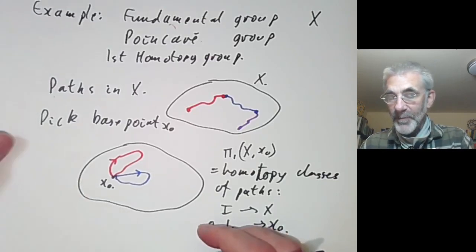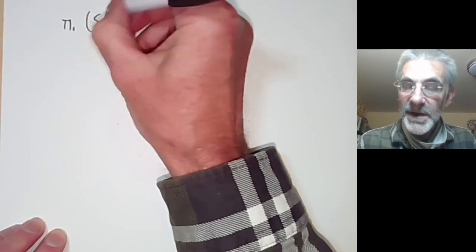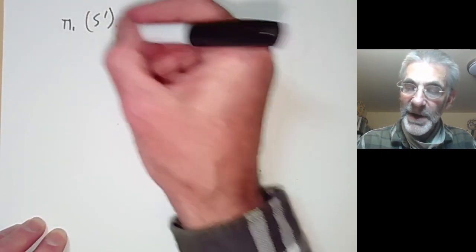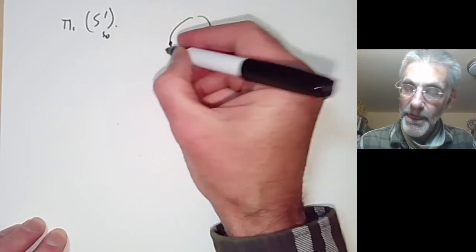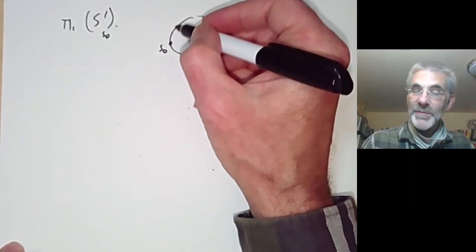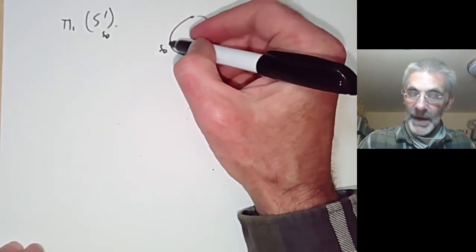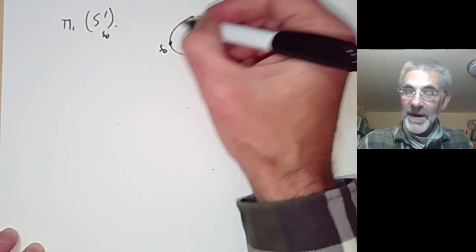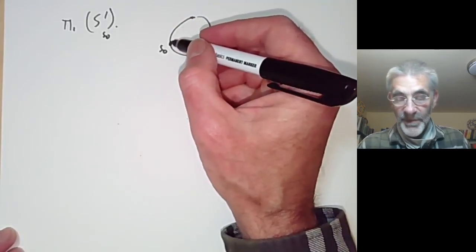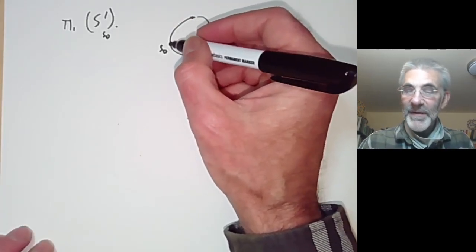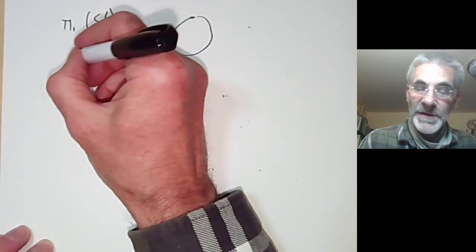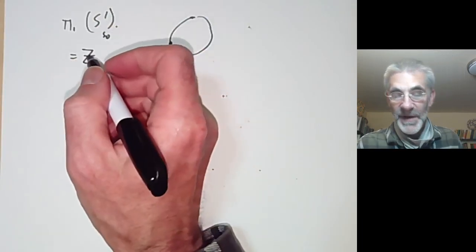For example, what's pi1 of a circle? Well, if our space X is a circle, we should really choose a base point, s0. And then we want all homotopy classes of maps from the interval that start and end at s0. And it's very plausible that these paths are all determined up to homotopy by the winding number, in other words, how many times you go round the circle. And this is indeed true. So the fundamental group of the circle turns out to be Z.